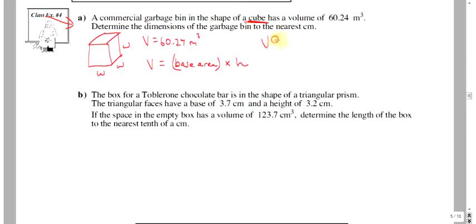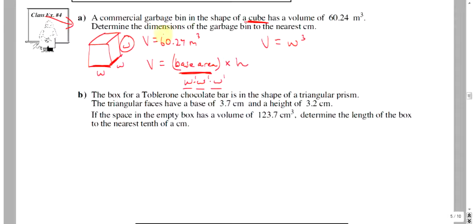The volume is, what's the base area? W times W. What's the height? Oh, look, another W. Okay? The volume is W times W times W. When you multiply with the same base, what do you do with your exponents? What's 1 and 1 and 1? The volume is W cubed.